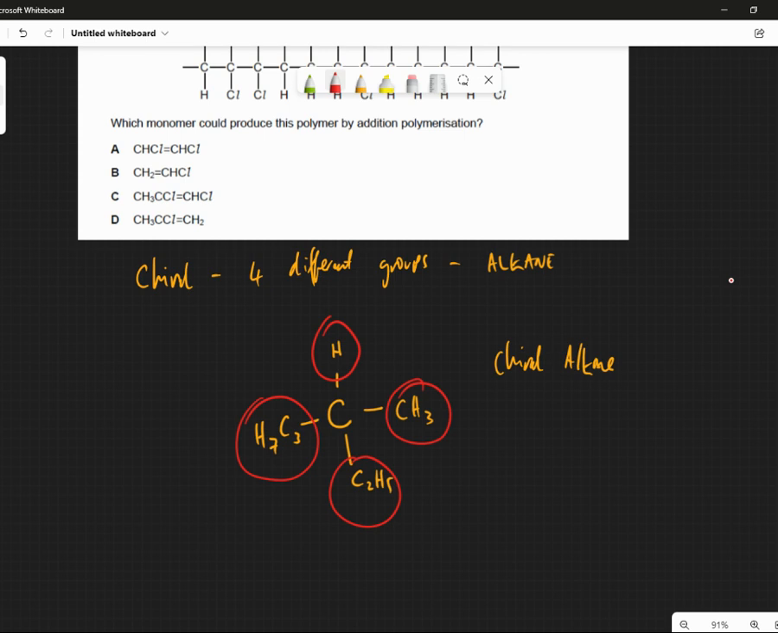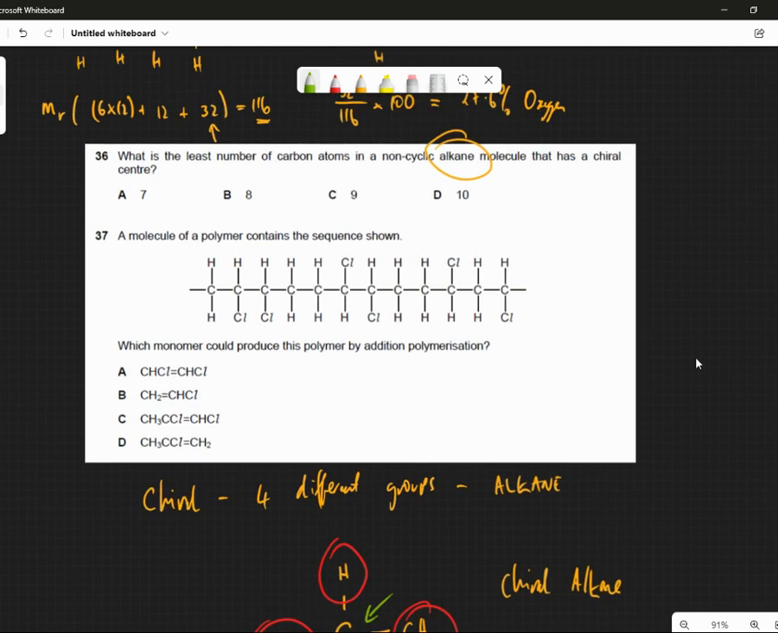And there are the 4 groups. Now, to get the answer, we've got to count the number of carbons in it. There's 3 there, 2 there, 1 there, and 1 in the middle there. So 3 plus 2 is 5. The answer is 7. So the answer is A, 36A. Now that's a tricky one, isn't it? It really is. That's another tricky one.